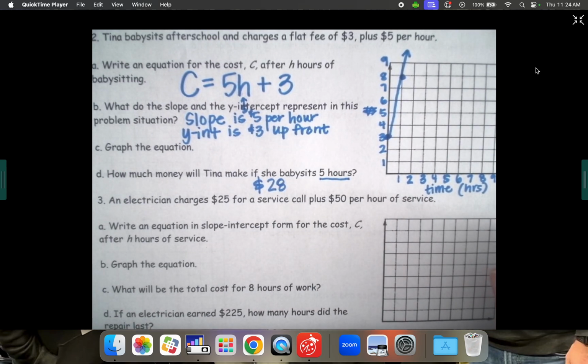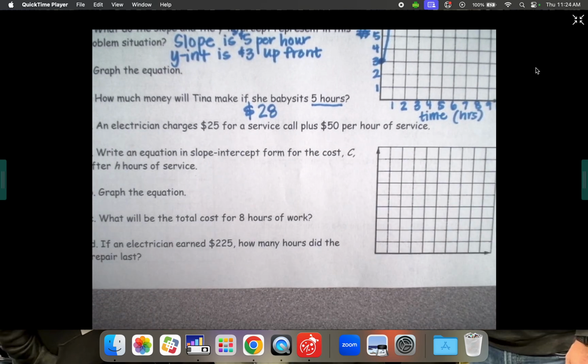Okay, let's do number 3. This is our last graph on this front side.